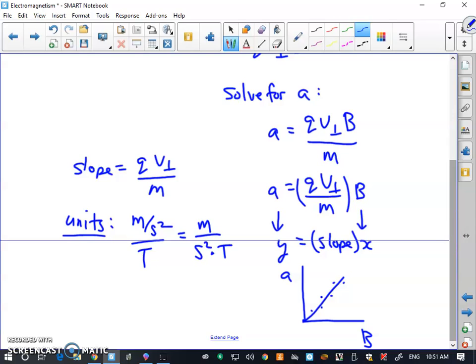Or what you can do is you can look at q, v perpendicular, and m. So if I have a chance to do that, let's try it. Q is coulombs, v is meters per second, over kilograms. Okay? And so that would be coulombs times meters over seconds times kilograms.